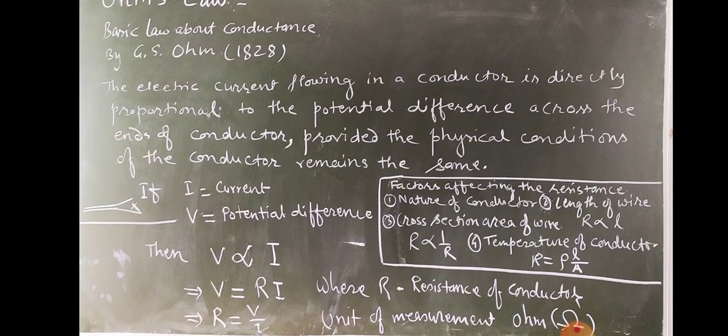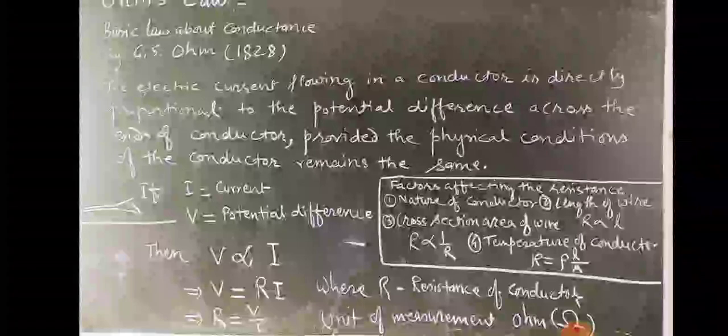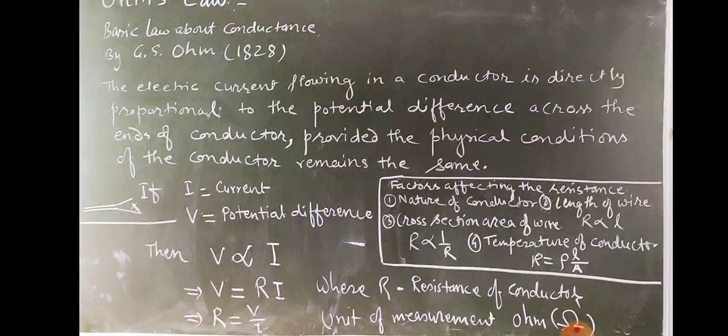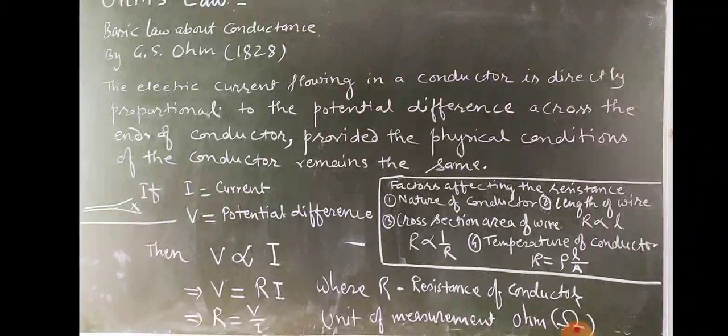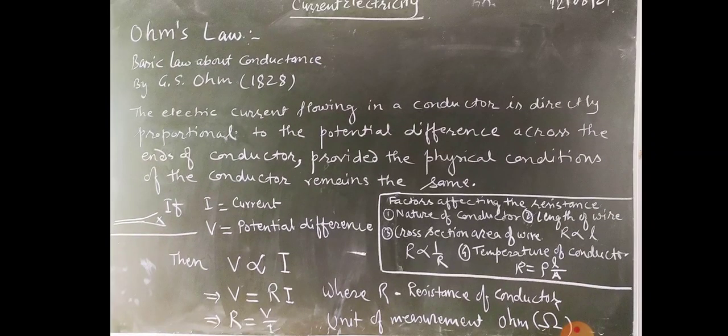So, if I is current and V is potential difference, then V is proportional to I. If we remove the proportional sign, we need to use an equal to sign. So, V equals RI. R is the constant, or resistance of the conductor. In this way R equals V upon I, and the unit of measurement of resistance is ohm.